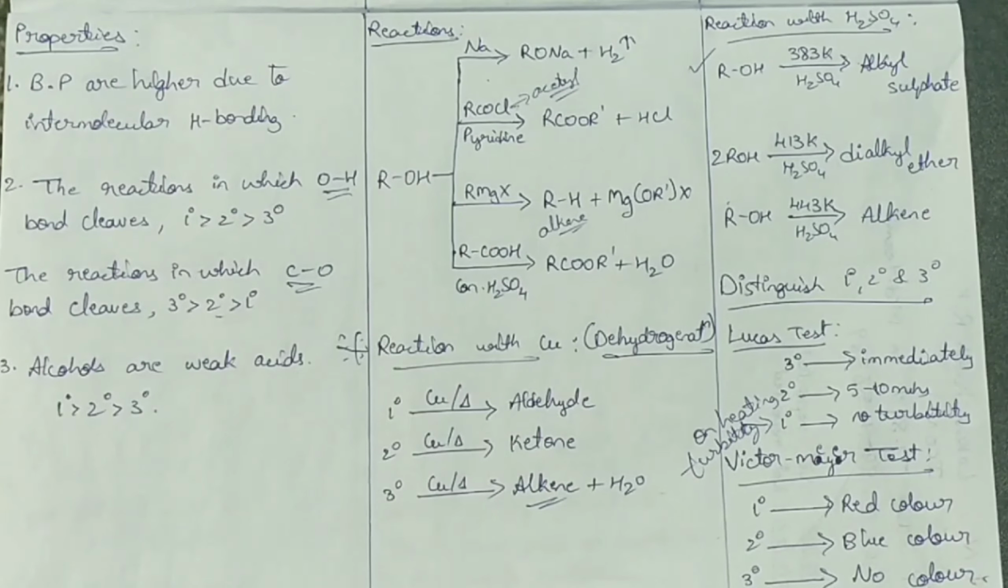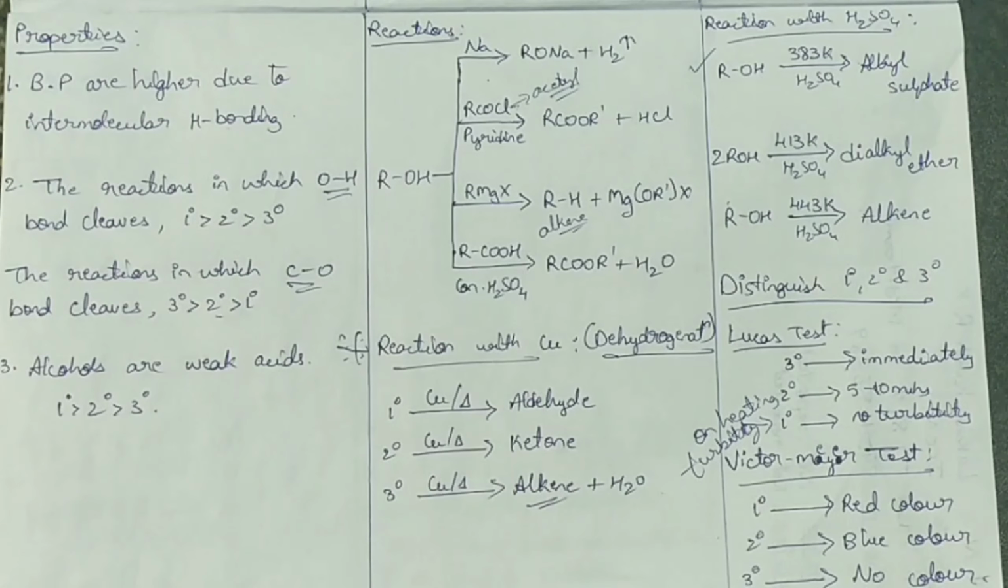So next, another important test for distinguishing alcohols is known as the Victor-Meyer test. In the Victor-Meyer test, a primary alcohol gives a red color, a secondary alcohol forms a blue color, and a tertiary alcohol does not give any color at all.